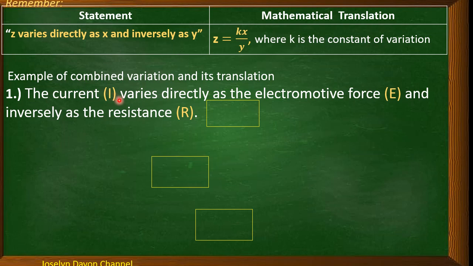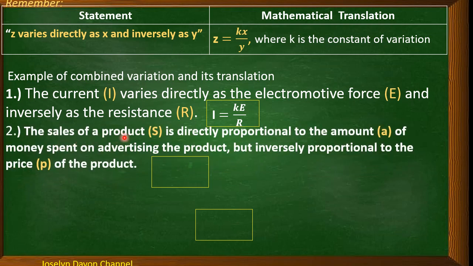The current I varies directly as the electromotive force E and inversely as the resistance R. So we are going to make use of the variables being assigned. The current we have here is I, so it will be placed at the left side of the equation. So we have here I is equal to, do not forget K, varies directly as the electromotive force, so E is in the numerator, while inversely as the resistance R is in the denominator. So this is now the translation.